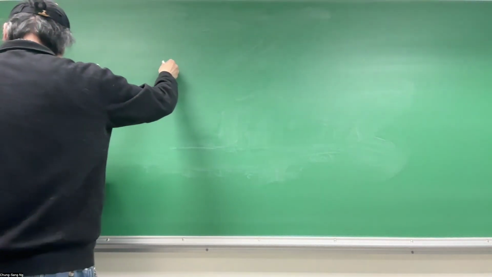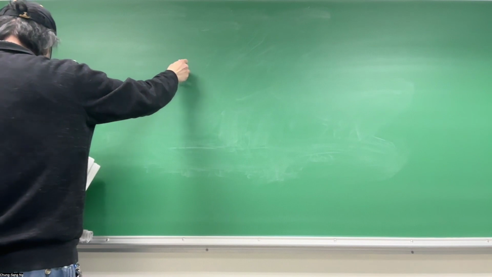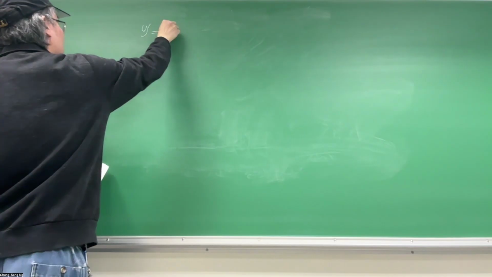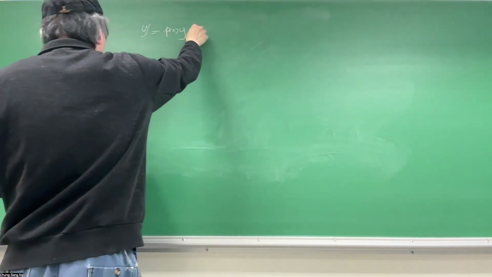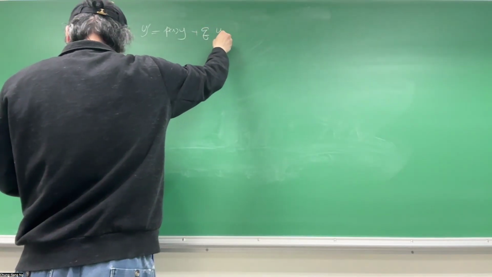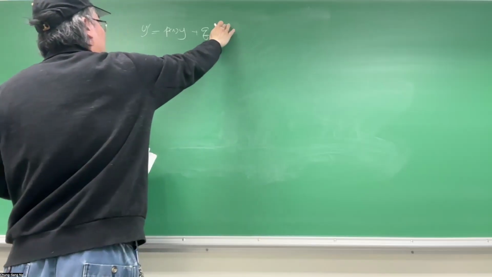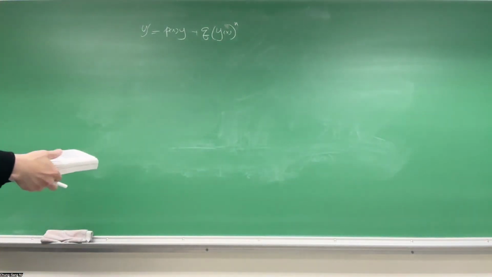Not difficult. The first one is the Bernoulli equation. So you have y prime equals p(x) y plus q(x) y to a certain power n. This is a power, not a derivative. Okay.